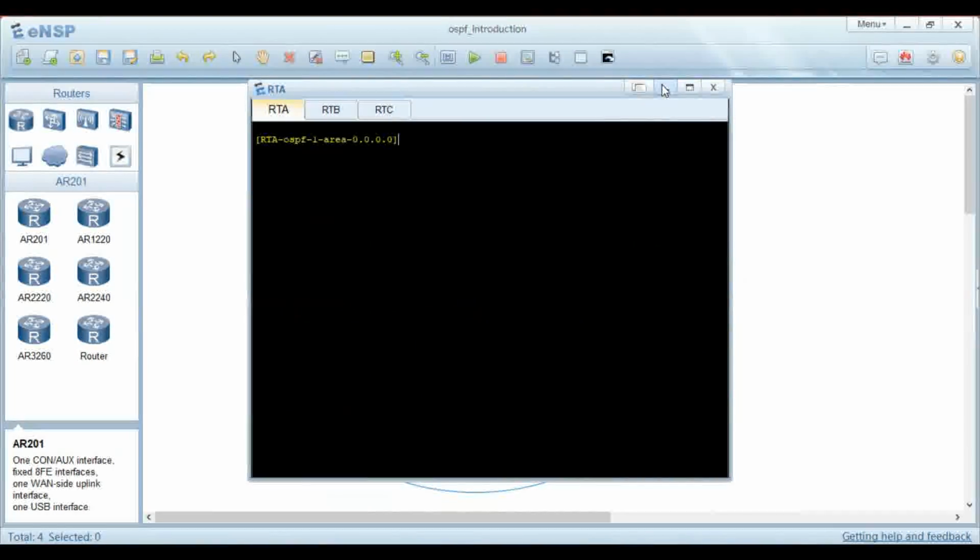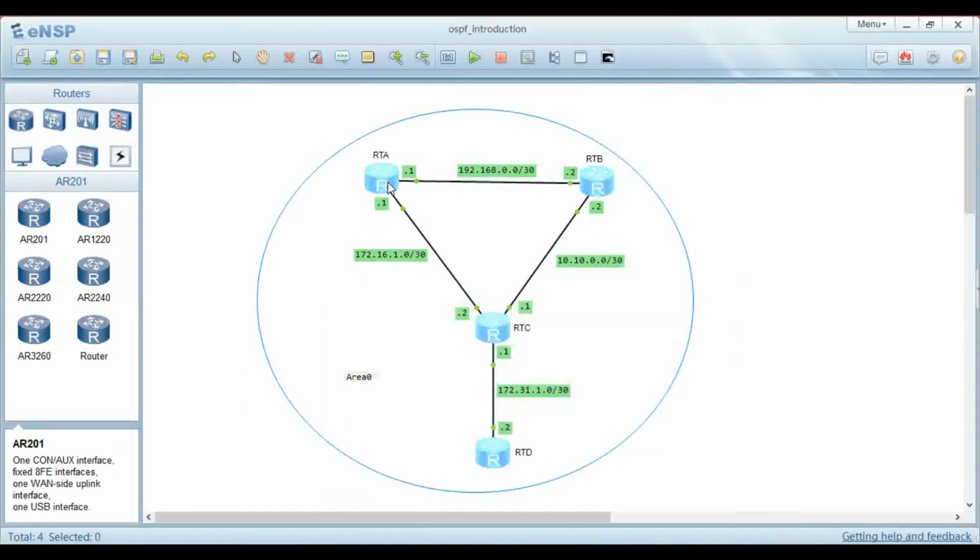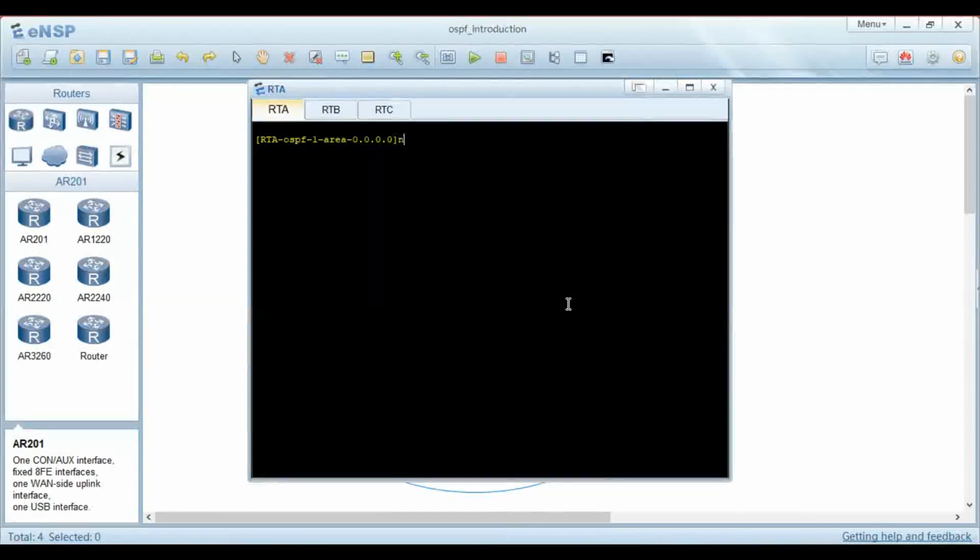The third thing is to enable the interfaces for OSPF. OSPF will not work unless you have enabled the interfaces for OSPF. So how do we do that? We do that using a network command.